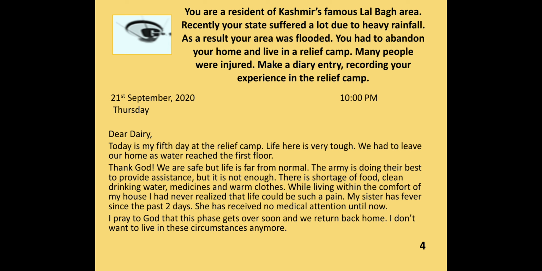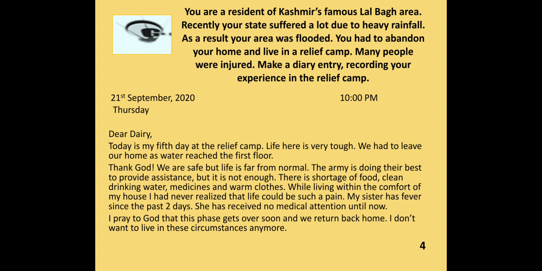We write the date first, that is 21st September 2020. In the same line, moving towards the right side, we write the time, 10 p.m. In the next line, we write the day, that is Thursday. After leaving a line, we write Dear Diary and then we start.